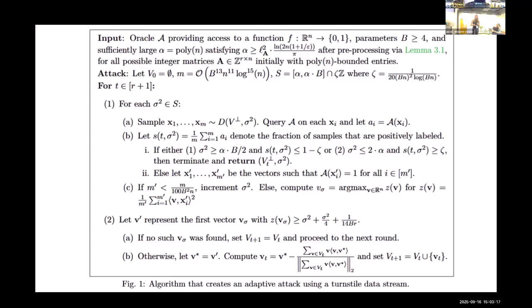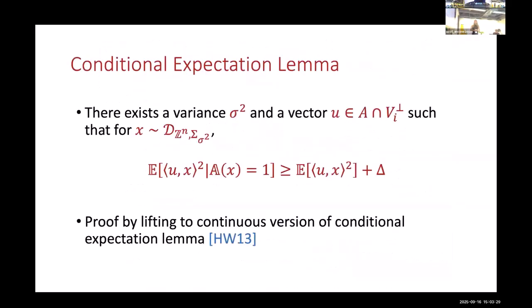So what we need to do now is prove that for every round T, there will be some sigma squared so that we can find this strongly correlated vector. And this is exactly where we use the lifting framework. So we'll show that there exists a variance sigma squared so that the expected norm of the projected query, given that the algorithm says 1, is at least delta plus the expected projected norm.